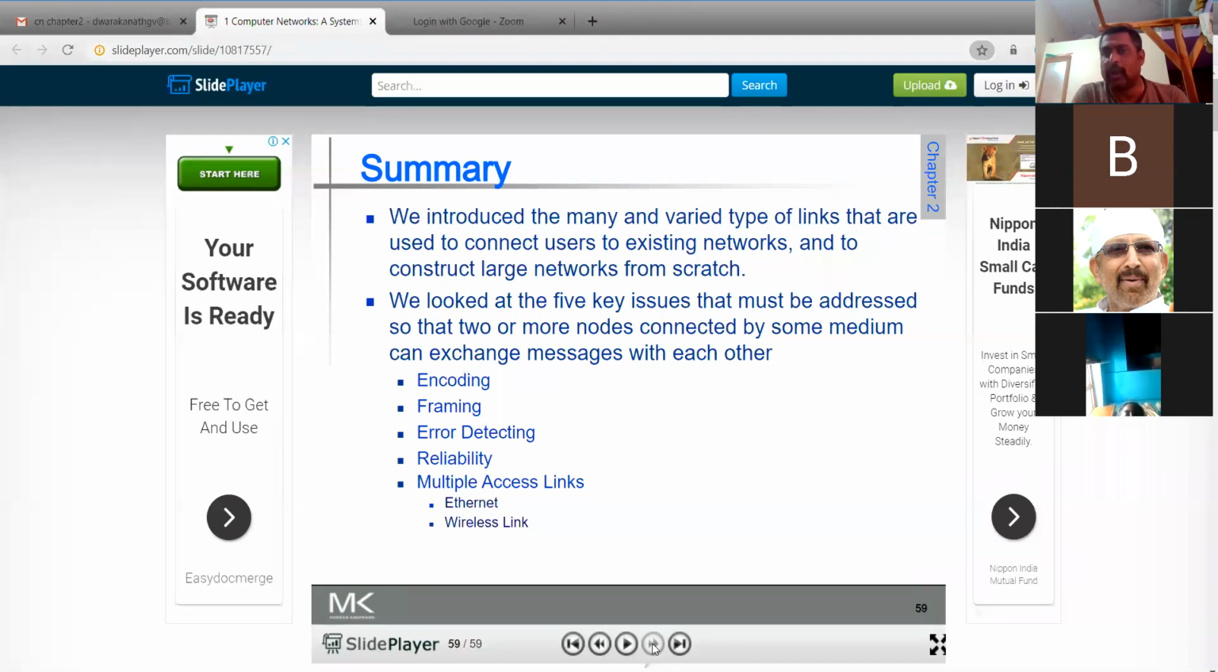Means the end-to-end systems, host-to-host systems, which have been connected, how information or a message can be exchanged from this system to the next system. In that, the main thing is encoding. Means whatever message is there, how a message is encoded into a wave format. That we had discussed: NRZ, NRZI, and the Manchester format, and then 4B/5B.